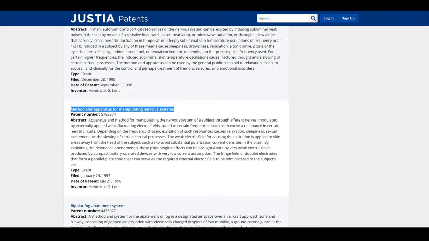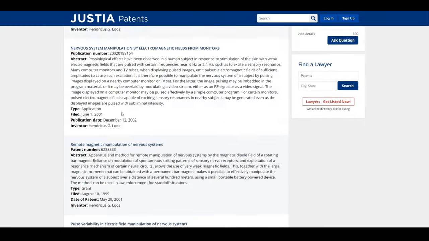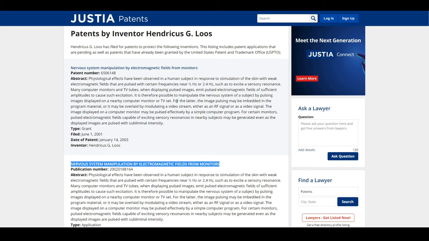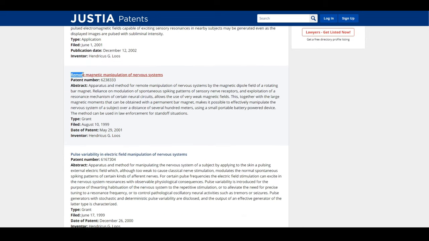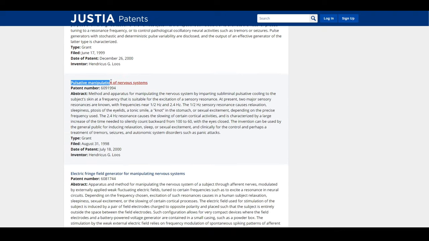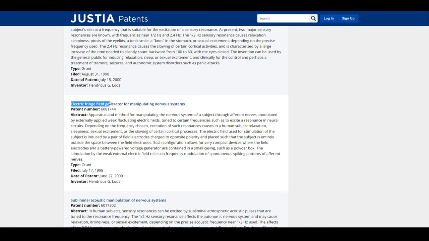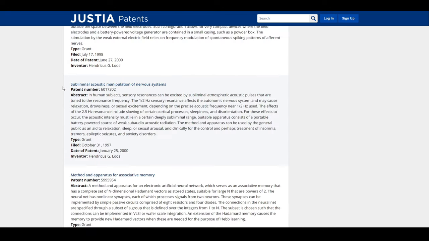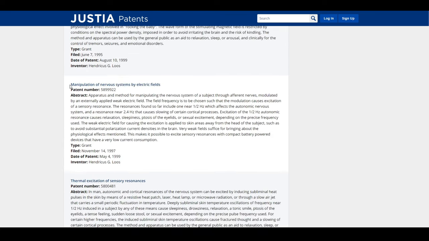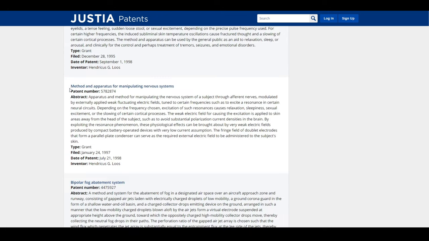Nervous system manipulation by electromagnetic fields from monitors. The same one again, but a fresh filing. Nervous system manipulation by electromagnetic fields from monitors. Different number, though. Remote magnetic manipulation of nervous systems. Pulse variability in electric field manipulation of nervous systems. Pulsative manipulation of nervous systems. Electric fringe field generator for manipulating nervous systems. Subliminal acoustic manipulation of nervous systems. Magnetic excitation of sensory resonances. Manipulation of nervous systems by electric fields. Method and apparatus for manipulating nervous systems. Those are all of them.